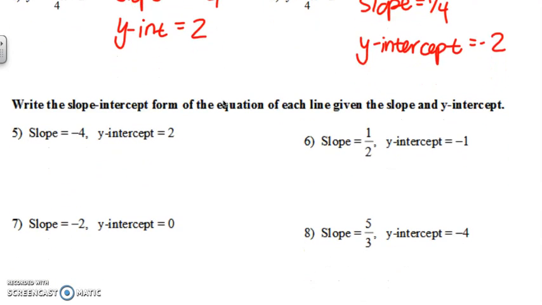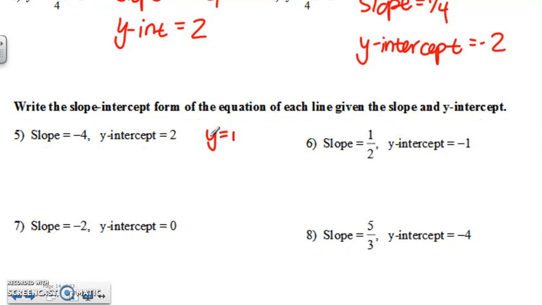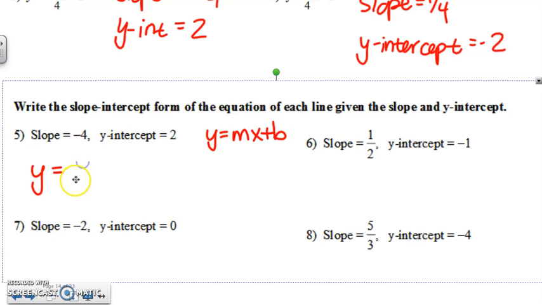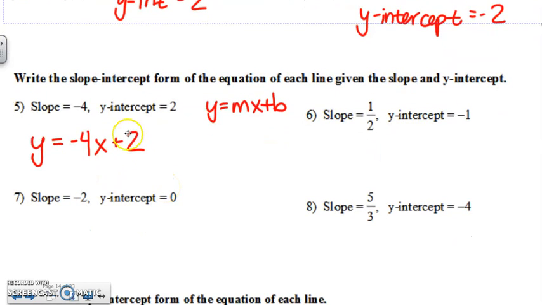Alright, next thing we're going to do is write the slope-intercept form of the equation if I give you the slope and the y-intercept. So remember, I want something that looks like y equals mx plus b. So I'm going to start with y equals, and then you're going to write your slope right down here, and you're going to put an x behind your slope, and then you're going to put your y-intercept right here, and since it was a 2, I will put a +2. So that is my equation in slope-intercept form. So slope goes next to the x, y-intercept goes at the end.